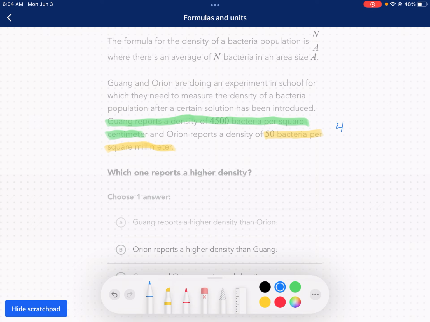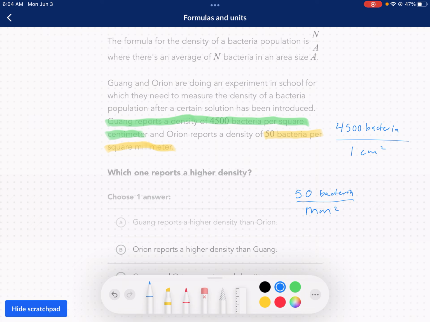So what we can do here is compare. We're having the same units on top. This one's 4,500 bacteria over 1 square centimeter. And then over here we have 50 bacteria, and this is per square millimeter, so mm squared. Now, a couple things we need to consider.